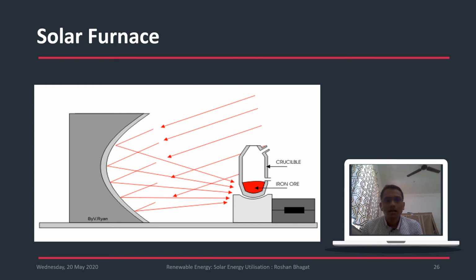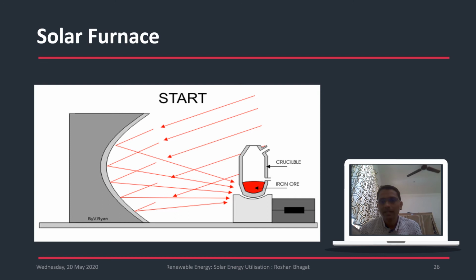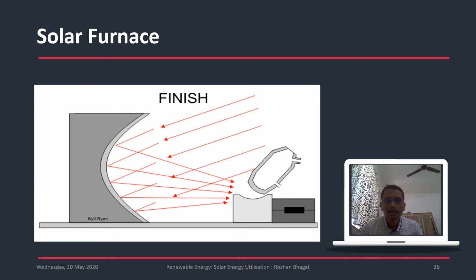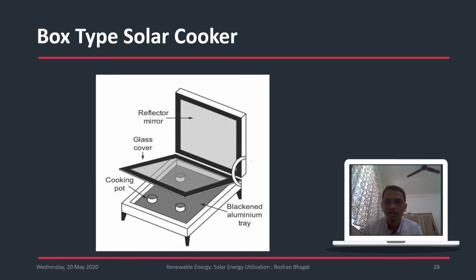Next thing is a solar furnace. It is the same thing, and it can also be used for melting metal. This is an animation which shows how the solar furnace actually works. You require a number of concentrating arrangements, so the area requirements are quite large as far as the solar furnace is concerned. High temperatures can be achieved, but we require a large collecting area.